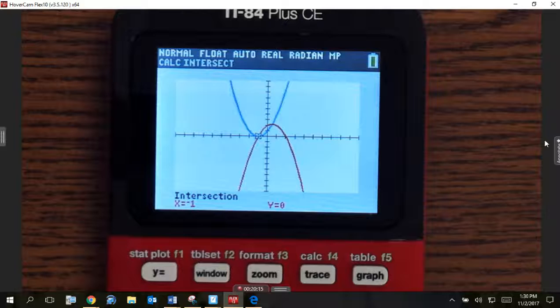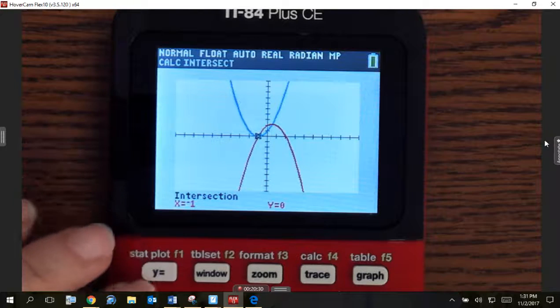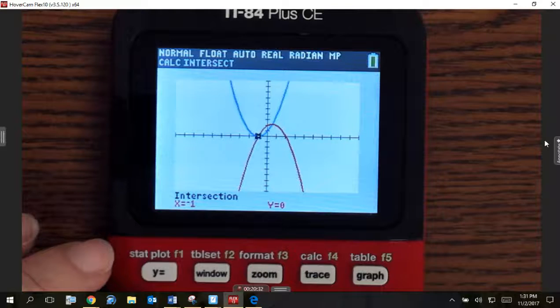Now you can't get more than one at a time, so we're going to go back through that to get the second one. Are we ready to try the second one? So after we enter on both of the curves, what do we press? What does it say at the bottom?